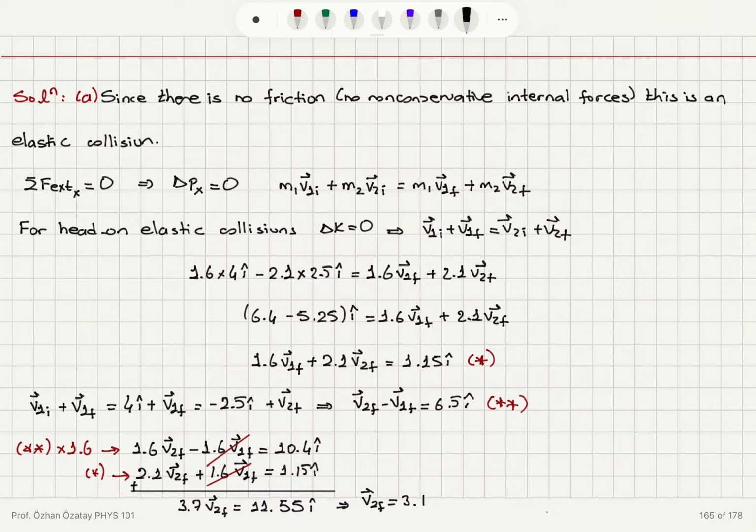That will give us for v2 final 3.12 i hat meters per second, and for v1 final I can utilize the 2-star equation, which gives me v1 final equals v2 final minus 6.5 i hat. So I find v1 final to be minus 3.38 i hat meters per second.